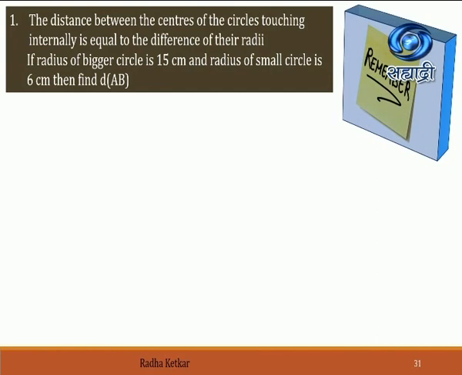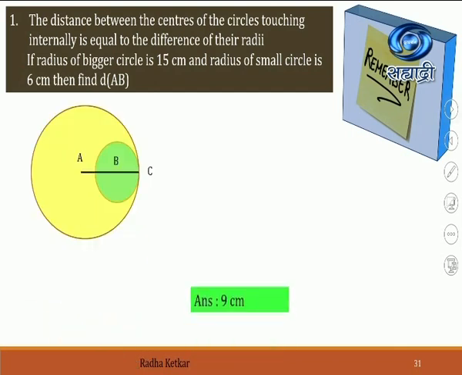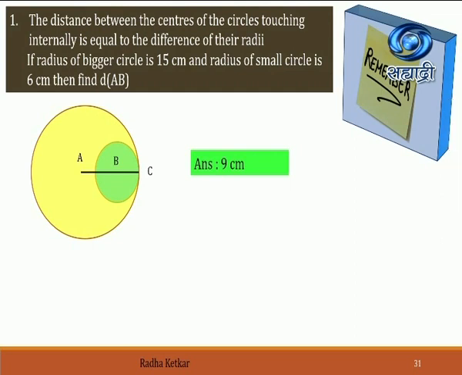Keep this in mind whenever you calculate such a thing. So one example is given. If the radius of the bigger circle is 15 and the radius of the small circle is 6, then find the distance AB, that means the distance between the two centers. Here you can see the bigger circle and the smaller circle. You take the difference between the radii, 15 minus 6, that gives you 9 centimeters. Simple sums, mostly asked in exams, very easy to calculate.